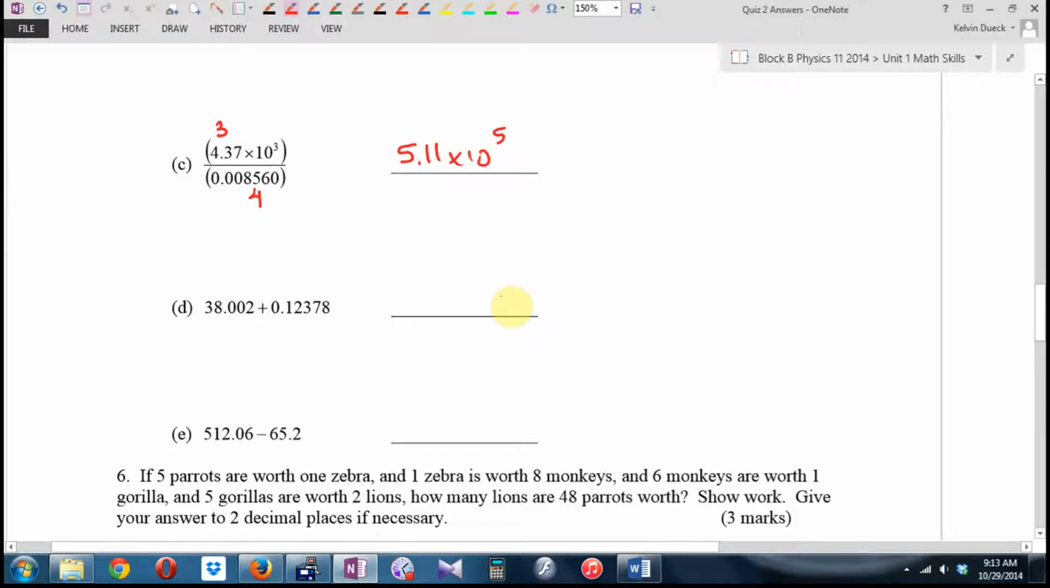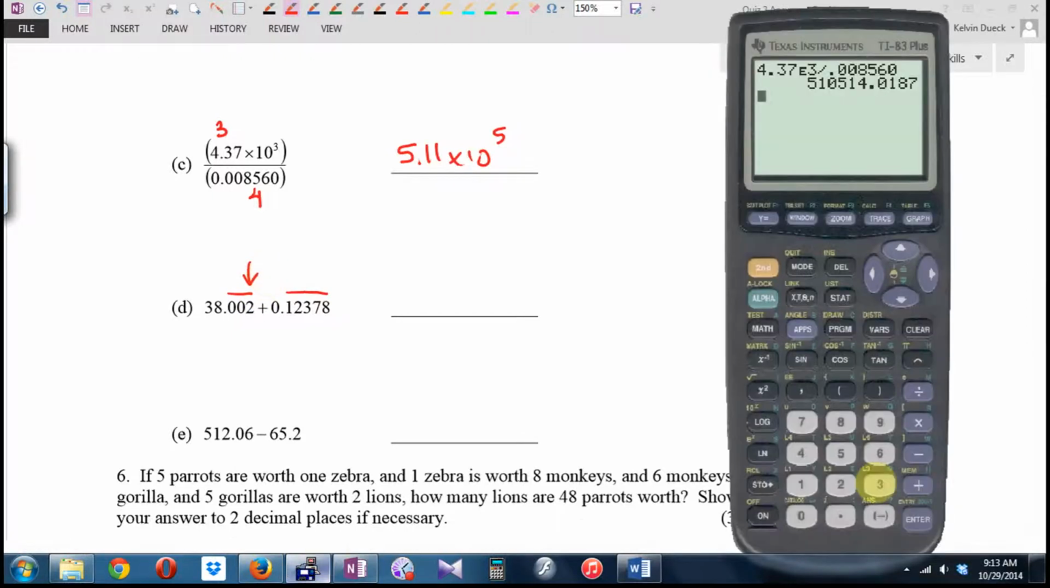Maybe I can do this in my head. Thomas, I noticed that this goes 3 decimal places. This goes 5 decimal places. You know what? I'm going to round to 3 decimal places. That's the sig fig rule for adding and subtracting. So it's going to be 38.002 plus 0.12378. I'm going to round right to there. Is the 5 going to stay a 5 or become a 6? Going to become a 6, so it's going to be 38.126.